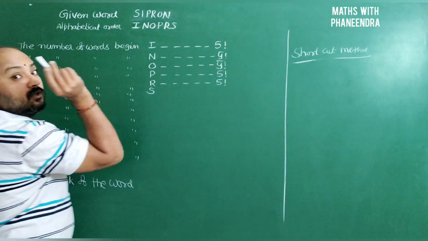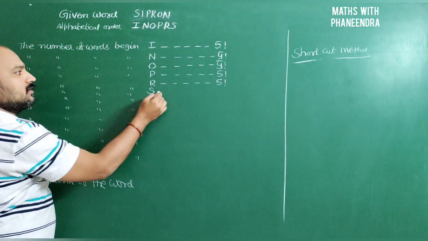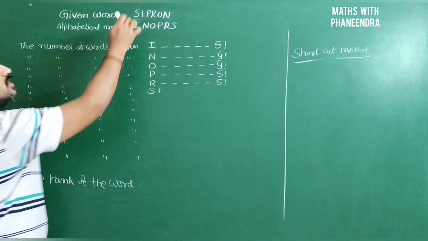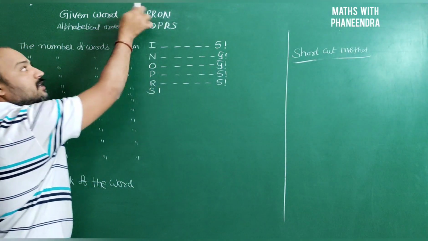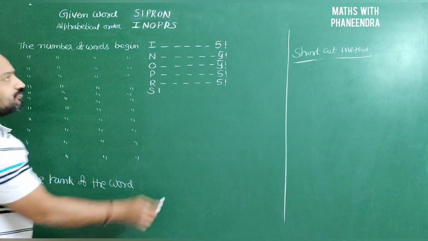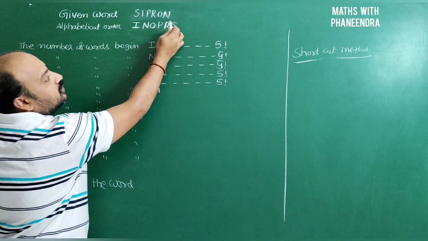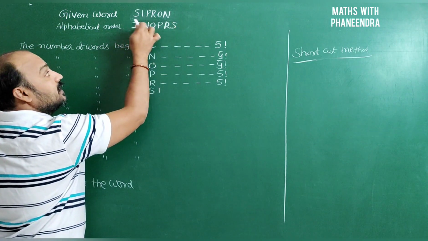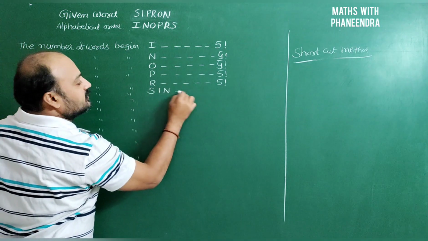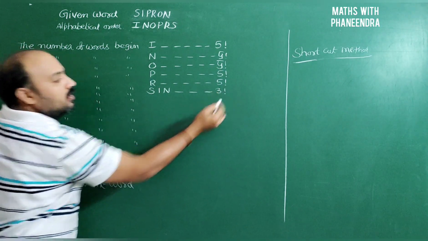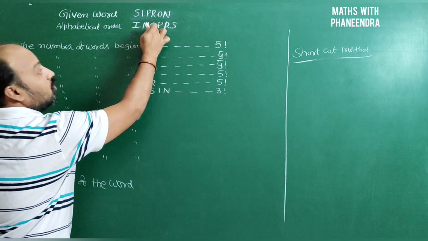Next, till you have to write SI. SI is also there, it was fixed. So the number of words which begin with SI is fixed. Why? Because already in the Cypron word it will start with SI only. Next, till you have to write SIP. So the number of words which begin with SIN. So SIN means the remaining 3 letters can be arranged in 3 factorial ways. Next, the number of words which begin with SIO.